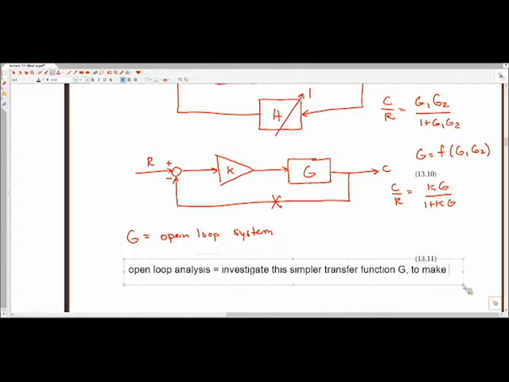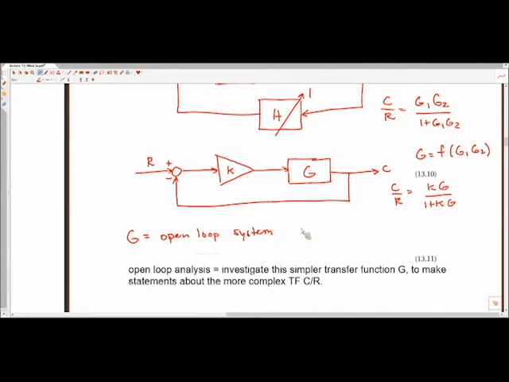to make statements about the more complex TF C over R. Okay, so what we know is that we have some sort of transfer function G. It is in this configuration where this line is not cut anymore. So we know it's in this configuration. We know feedback control systems always follow the same pattern. We have this configuration, so we can make statements. We can understand the properties of G to then understand the properties of C over R. That's what we're going to do.